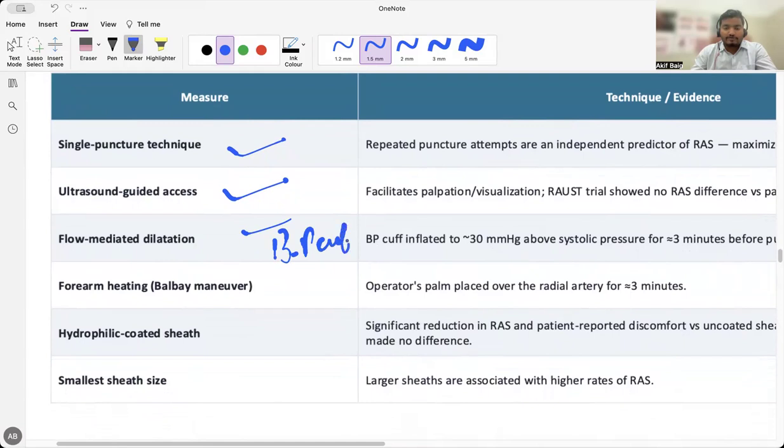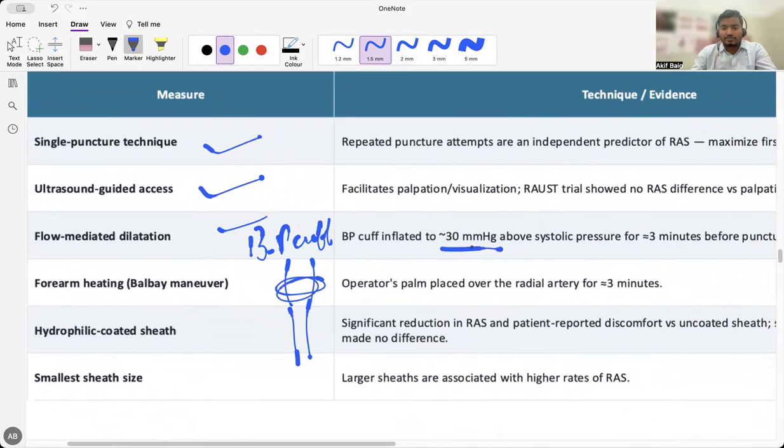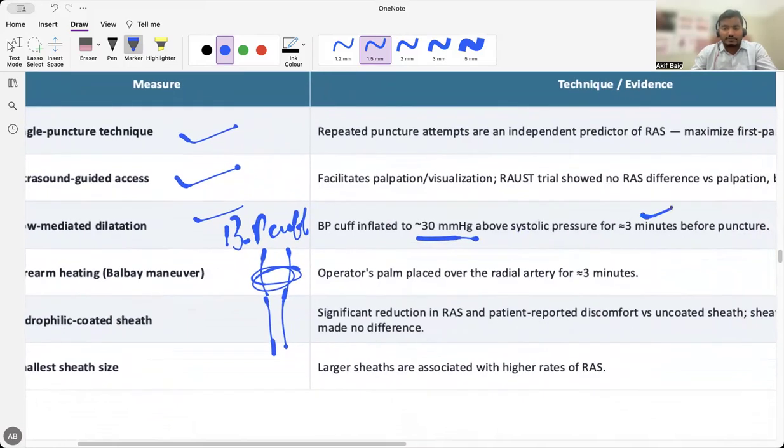So a normal BP cuff which you would take, you put it on the forearm. Suppose this is the arm you're taking and this is the radial artery. You put a cuff here and you inflate it 30 millimeters of mercury above systolic pressure and keep it for 3 minutes. It will temporarily occlude the flow. And when you deflate it, all the blood will go there and there will be sudden vasodilation, or more perfusion to the radial artery.